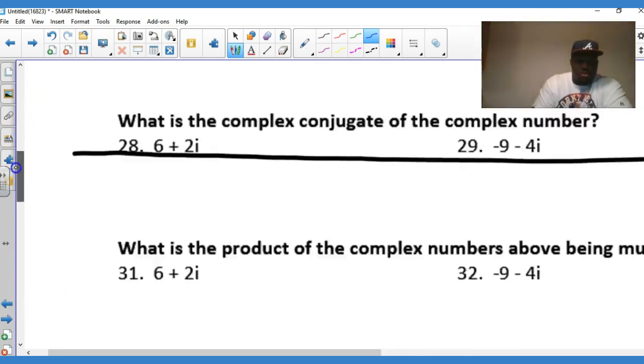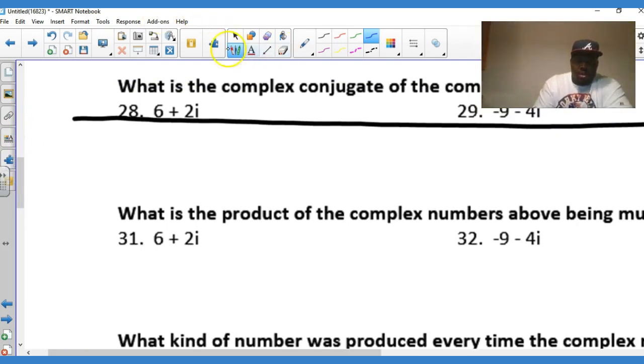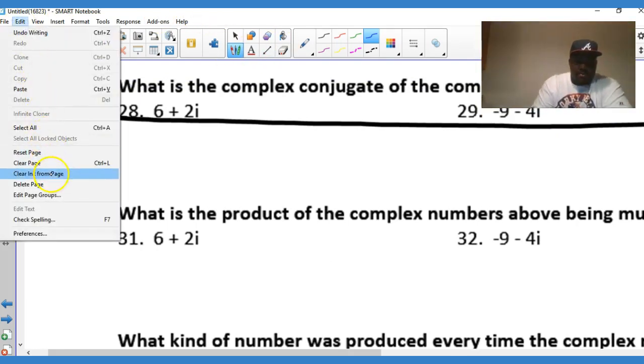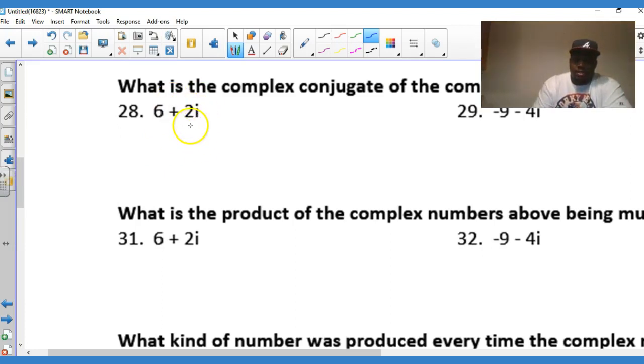28. Woohoo, moving along. Complex conjugates. Now remember, guys, complex conjugates. First of all, I would put it in standard form, a plus bi, so I can manipulate the right number. You always change the operation in front of the imaginary number. So 2i is the imaginary number. The operation in front of the imaginary number is plus. So to find the conjugate, I'm going to change that plus to a minus. So 6 minus 2i.